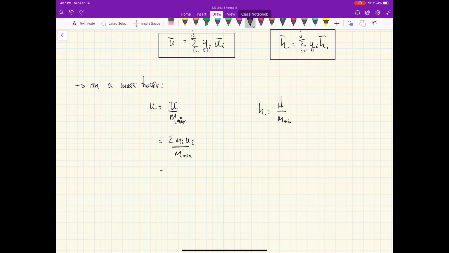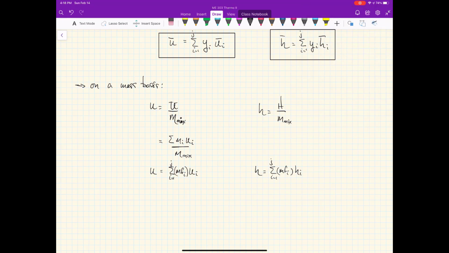If I know the individual molar internal energy of a gas mixture, then to find the total molar energy of the entire mixture, it's simply going to be the sum of all these individual molar internal energies times their mole fraction in the mixture. And without going through every step, you can see that the same thing applies for enthalpy. Similarly, on a mass basis, this one here was on a molar basis. Let's repeat the whole thing on a mass basis.